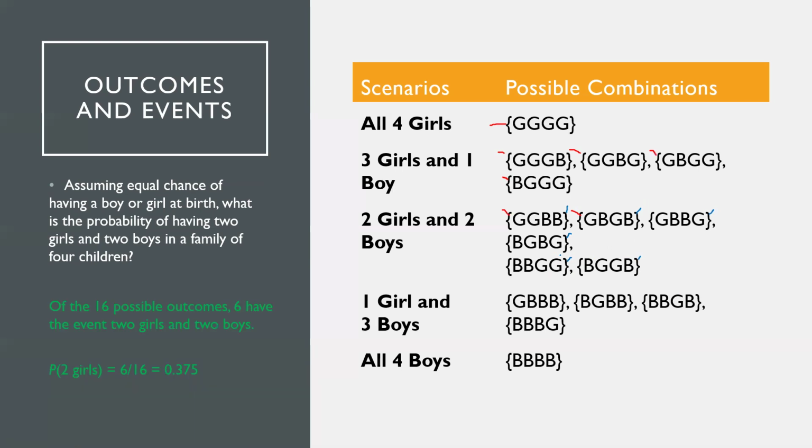Well, 6 out of 16 is 0.375. So as a decimal, as a fraction, it would actually be 3/8, because we would simplify that, so 3/8, or it would be 0.375. So that's the probability.